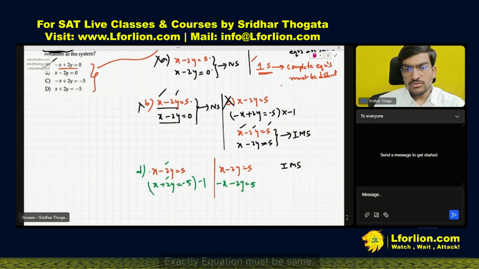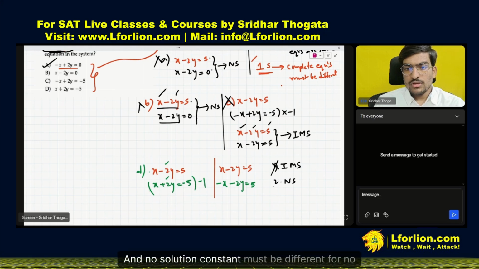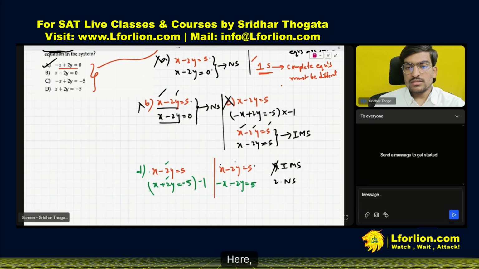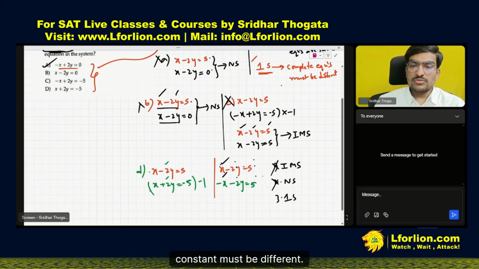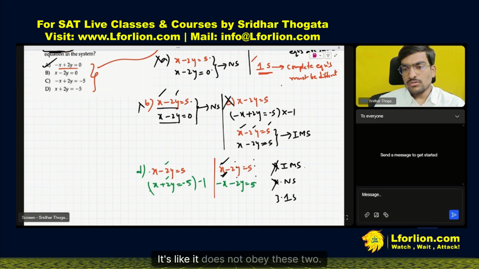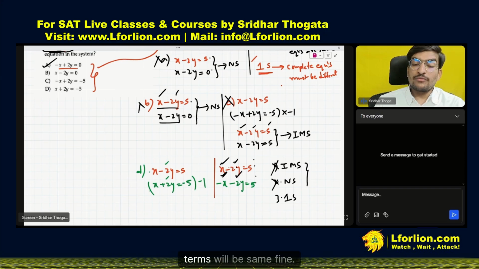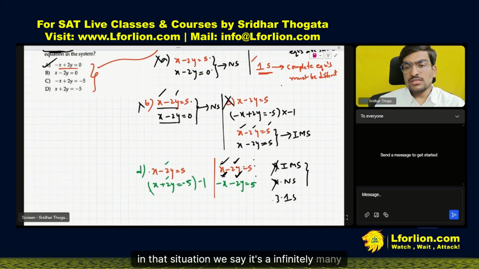For infinitely many solutions, the equations must be exactly the same. So this is not working. And for no solution, the constant must be different; the rest, x terms and y terms, must be the same. Here x terms are different, y terms are same, constants are same. So it is not coming under no solution. Next, one solution. In one solution, the constant must be different, x terms must be different, y terms also different. It does not obey these two, and sometimes x terms will be same, y terms will be same, x terms will be different.